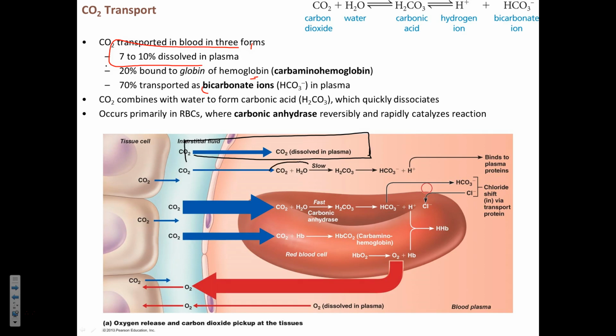Carbon dioxide slowly interacts with water, forming carbonic acid, and it dissociates into a bicarbonate ion and a proton. Does that make sense? Now, how can you shift the balance to the right? What do you have to get rid of? What 2 options do you have to get rid of?